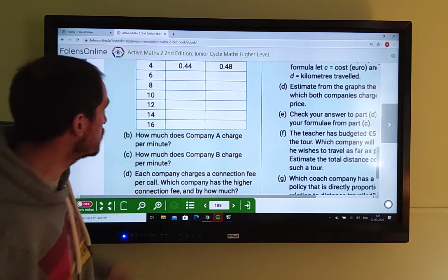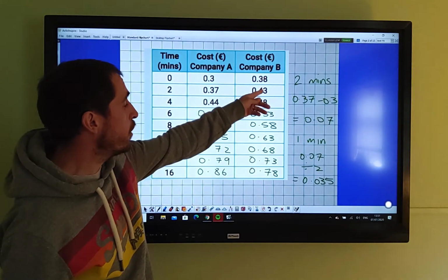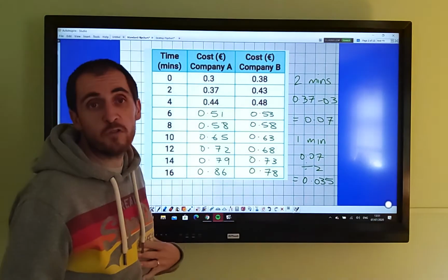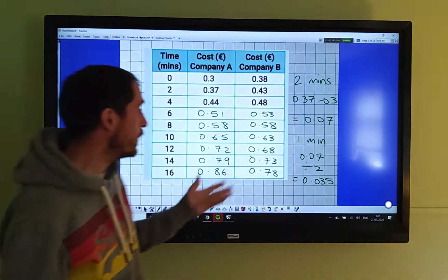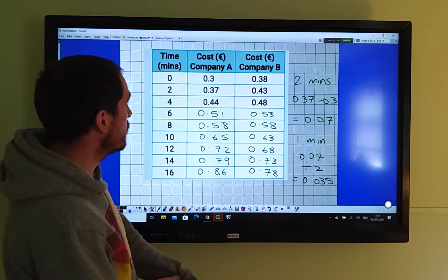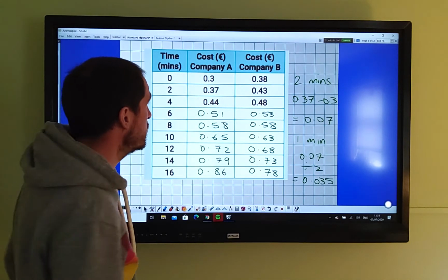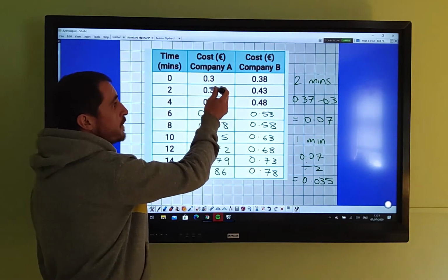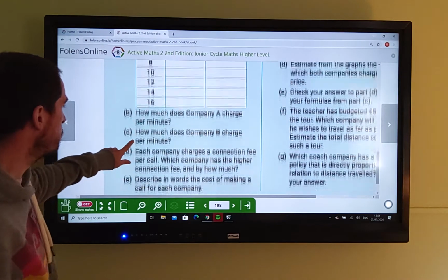How much does company B charge per minute? So company B, you do the same thing. So 0.43 minus 0.38 is 0.05, which is 5 cents. Divide that by 2, it's 2.5 cents. So that's how you do that one there. And what you have to notice as well is you can see this is a linear pattern. Okay? And the difference is 0.07 here, 0.05 here. But we'll just be careful because I want to come back to that now.